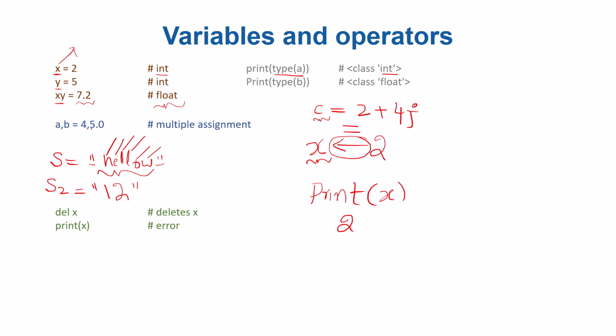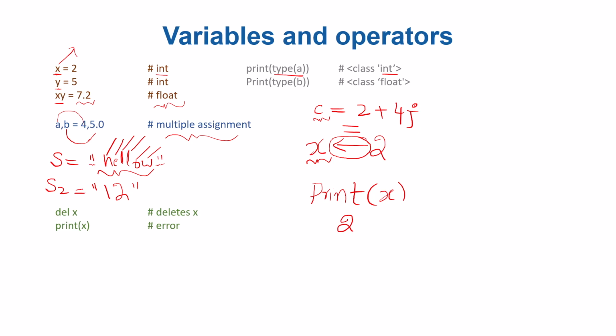Further, you can assign more than one value to more than one variable in a single line. That is sometimes called multiple assignment. For example, if you write a, b equals 4, 5.0, then 4 will be assigned to a and 5.0 will be assigned to b. Notice one thing, although 5.0 looks like an integer, when you write a decimal expansion, it automatically becomes float. So if you now check the type of a, it will be integer, and if you check the type of b, it will be float.